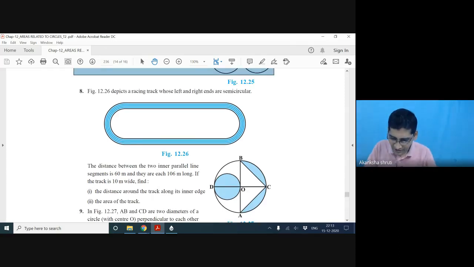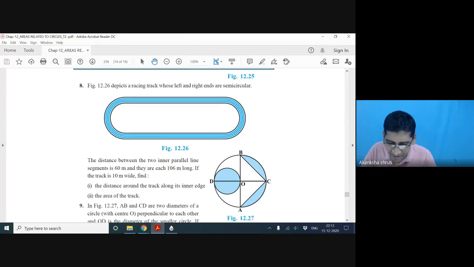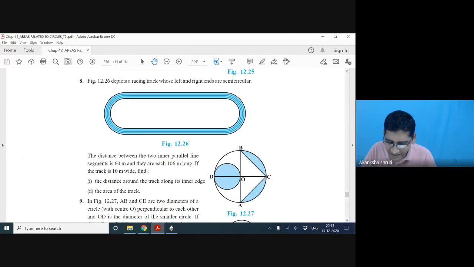Let me do question number 8 regarding this track. Left and right ends are semicircular. The distance between the two inner parallel lines is 60 meter and they are each 106 meter long. If the track is 10 meter wide, then we have to find the distance around the track along the inner edge and outer edge.